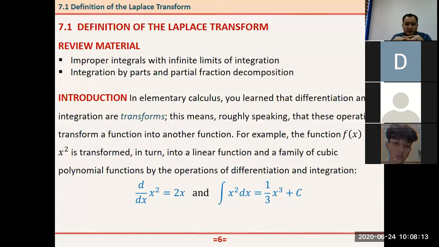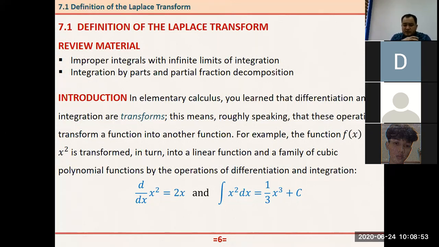In elementary calculus you learned that differentiation and integration are transforms. It means that by differentiating a function we are transforming it into another function. For example, if you are given x squared and differentiate it, we get 2x, a completely different function. In a similar way, if you integrate x squared, the integral operation transforms this function into another function.